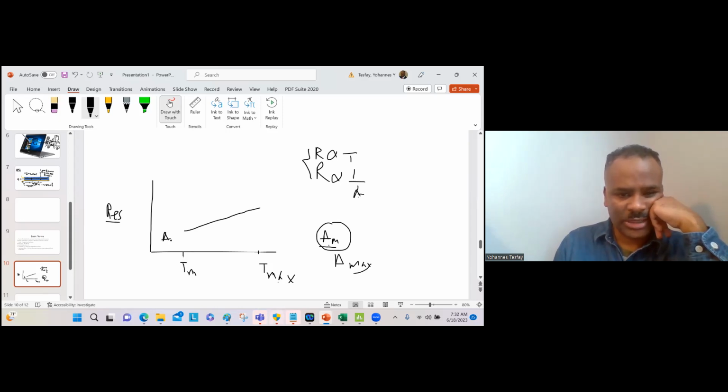Area for max level, maximum area, just like that. Now when I put area on minimum, the resistance increases. This is a resistance, and it's going to be just like that. So this is area minimum.